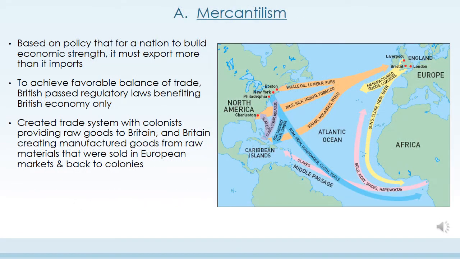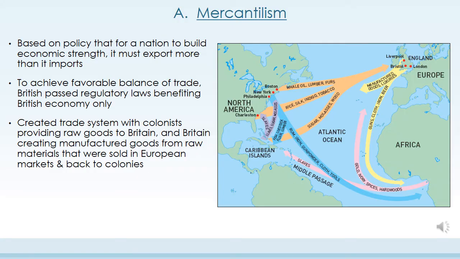It's really at this point that a policy of mercantilism becomes enforced in the colonies. And mercantilism is based on the idea that for a nation to build up its economic strength, it needs to actually export more than it imports. And in order to achieve a favorable balance of trade, the British would pass regulatory laws benefiting the British economy only.